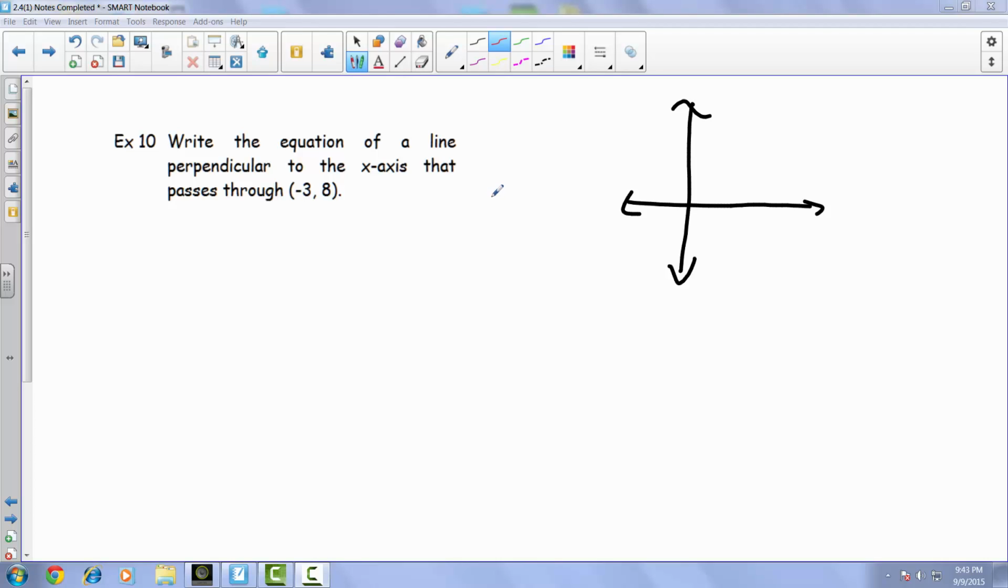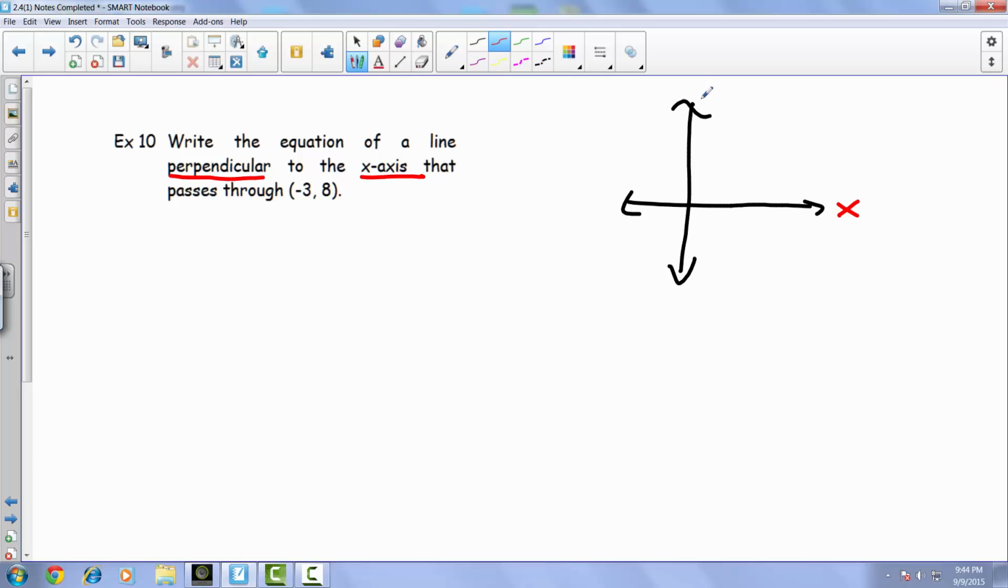Here we are at example 10 from our 2.4 number 1 set of notes. We're asked to write the equation of a line that is perpendicular to the x-axis, and on top of that it has to pass through this other point, negative 3, 8. Well, let's just first dive into something being perpendicular to our x-axis.